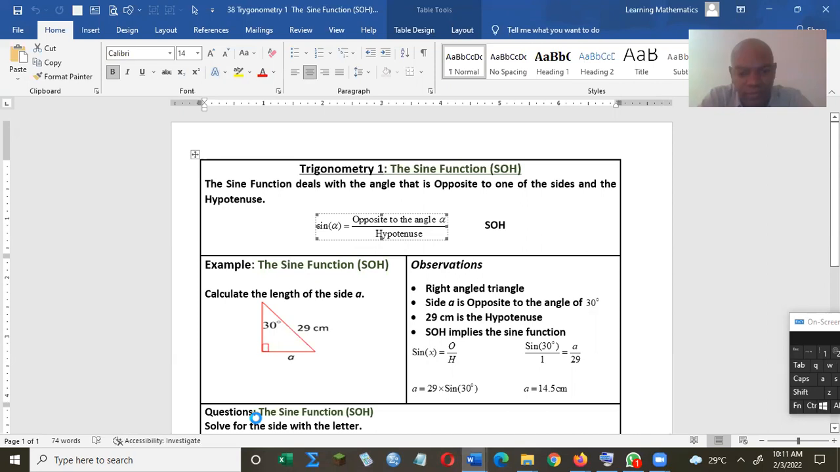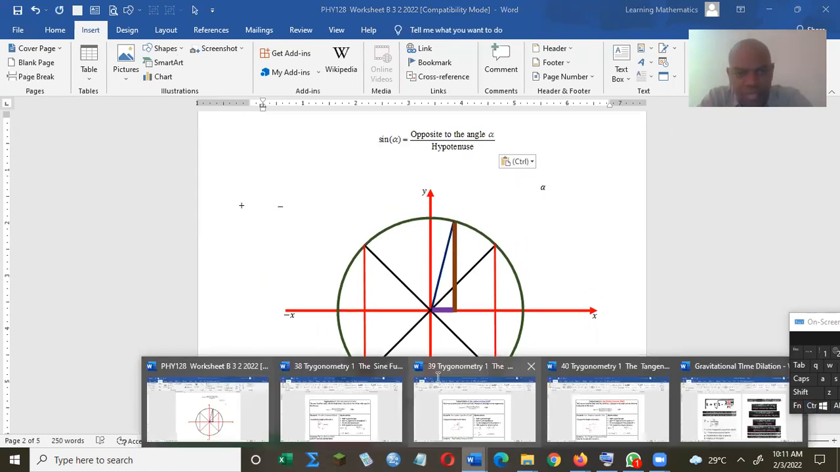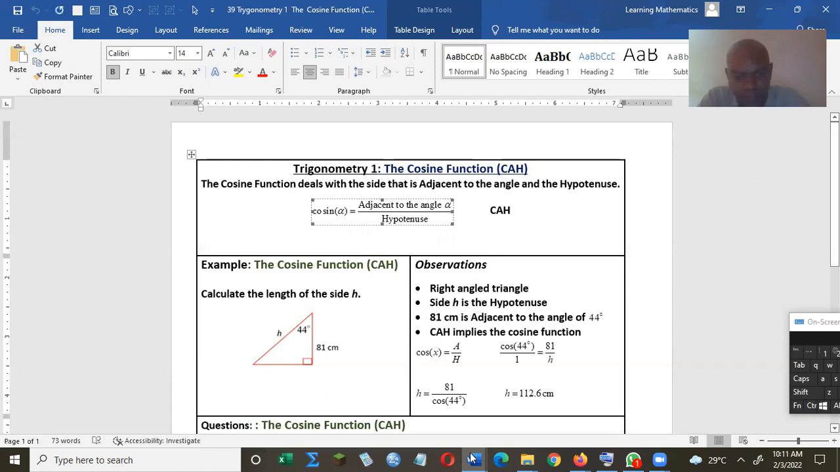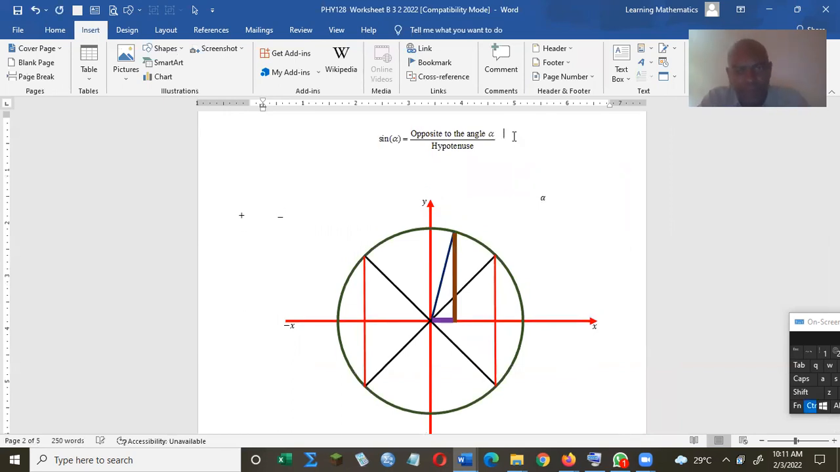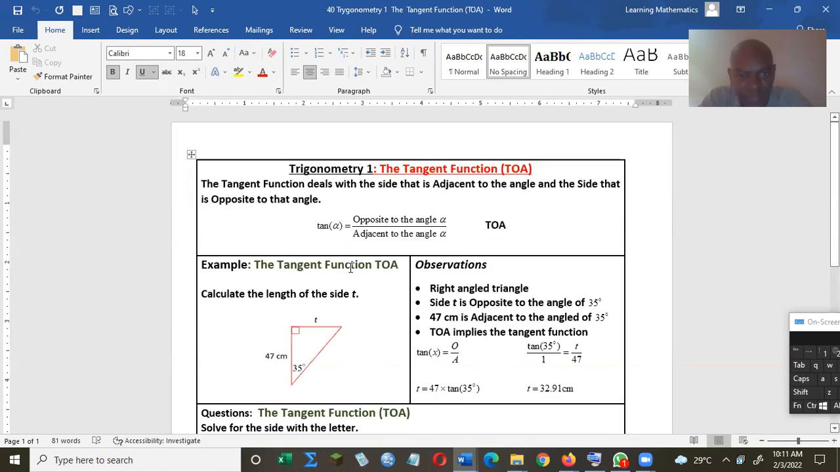Okay, so let's put it there. So we have sine, agreed. Cosine of an angle is the side adjacent to that angle, meaning next to it, divided by the hypotenuse. Okay. So let's put that there also. And we've got tangent of an angle is the side opposite to that angle divided by the side adjacent to that angle.